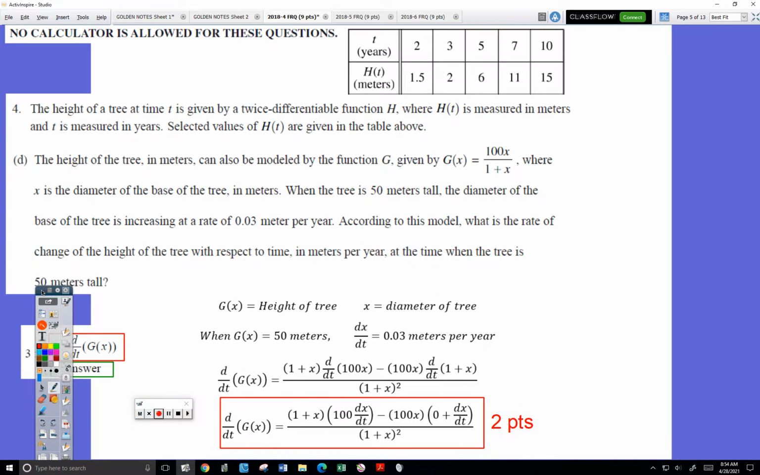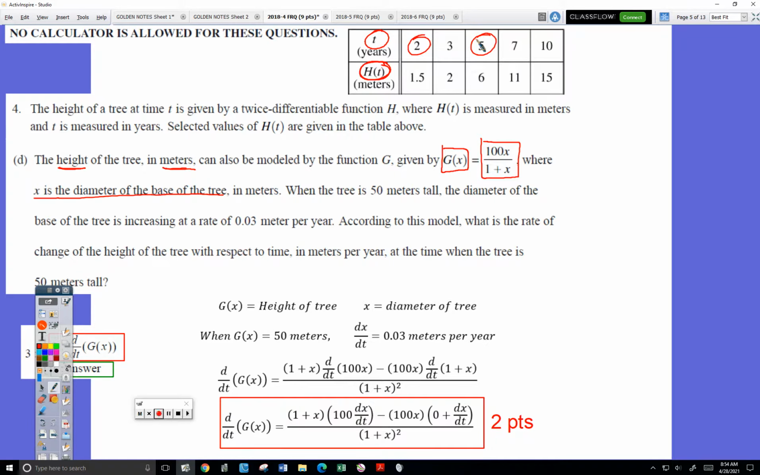The height of the tree in meters can also be modeled by the function g. Always go slow and careful. Here's something different. This was h of t, meaning the height at different years. This is the height of the tree. They have an x, where x is the diameter of the base of the tree. So they're saying we can calculate the height of the tree by plugging in the diameter, whereas here we were finding the height of the tree by selecting the year.